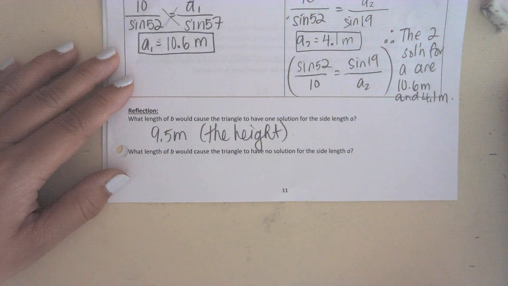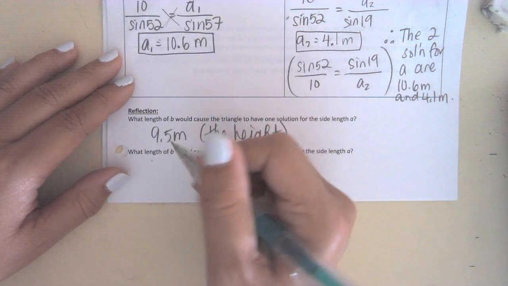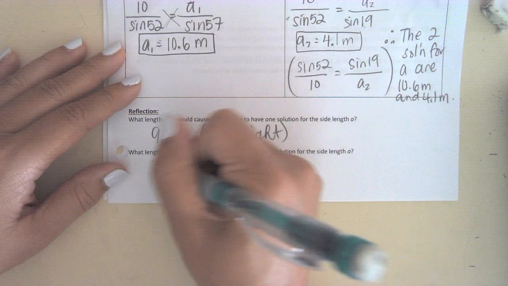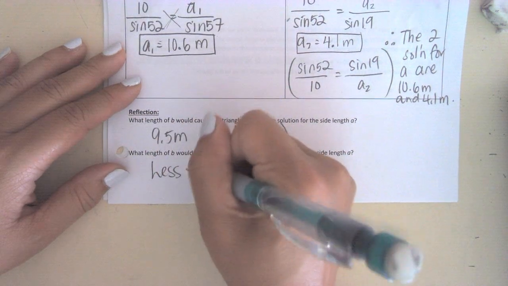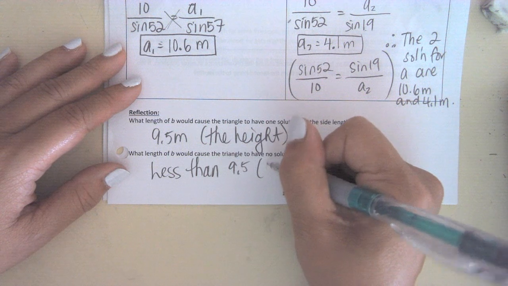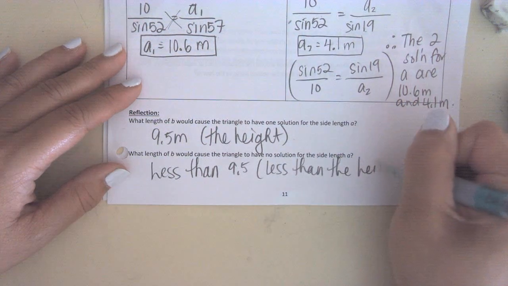What length of B would cause the triangle to have no solutions? If it was greater than 9.5? In general, instead of giving me one number, if it was less than 9.5, less than the height, good. Less than 9.5, less than the height, there would be no solutions.